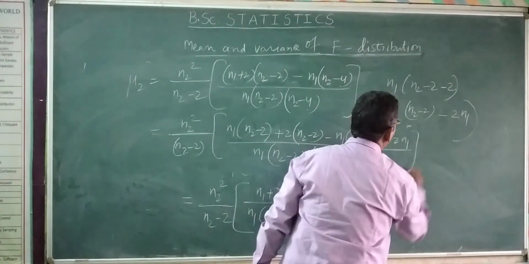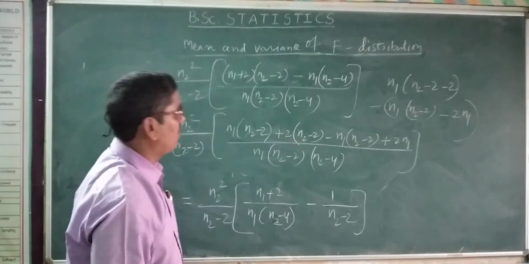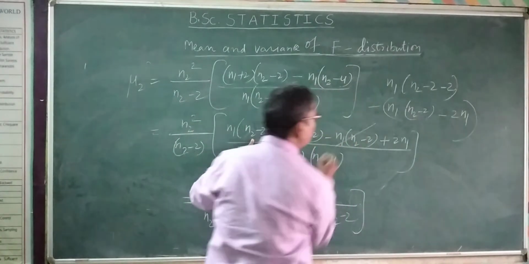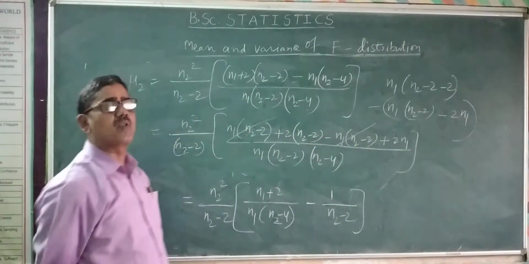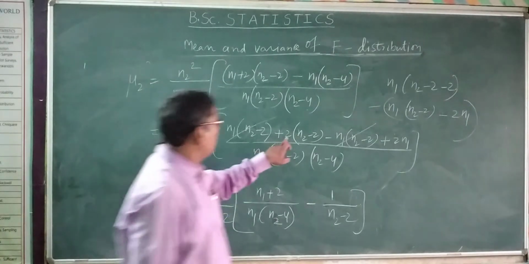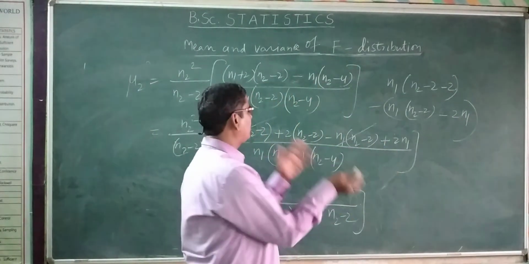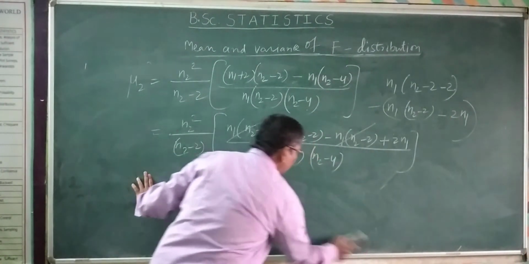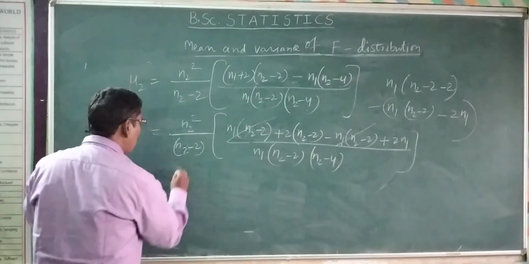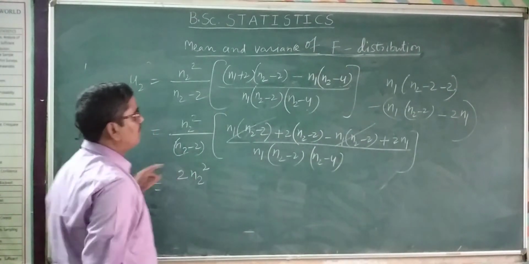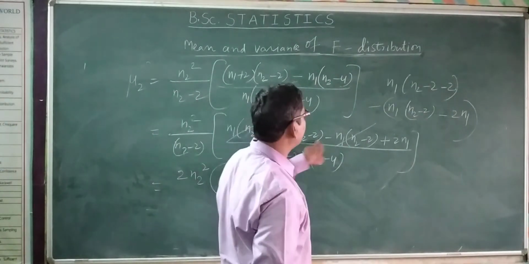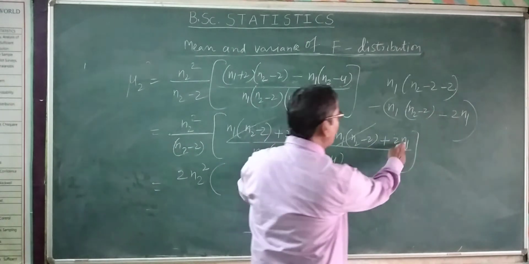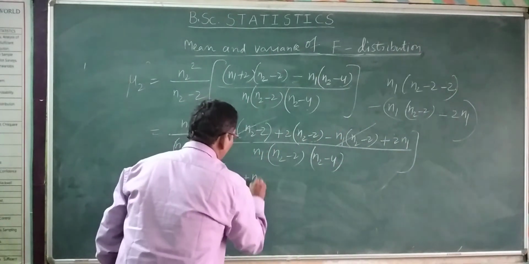This is the term you have. That is only for simplifying, for one term to cancel. Now you see n1 into n2 minus 2 with the minus sign and n1 into n2 minus 2 with the plus sign. Will it cancel? That's all. Remaining, here also we have a 2 common, and we can take 2 as a common factor so that we can simplify further. The term here, I am taking 2 common: 2 n2 square multiplied by n2 minus 2 plus 2 n1. If you take 2 common, it is n2 minus 2 plus n1, that is n1 plus n2 minus 2.